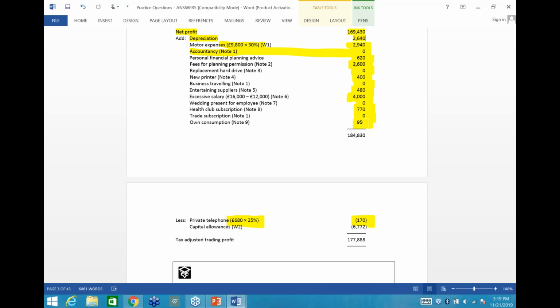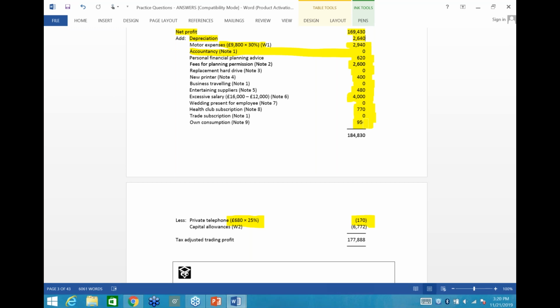In addition to that, the integral features of a building. You know, on a building, you cannot claim capital allowances. They are not considered as plant and machinery for this purpose. However, the integral features of a building, such as an elevator.